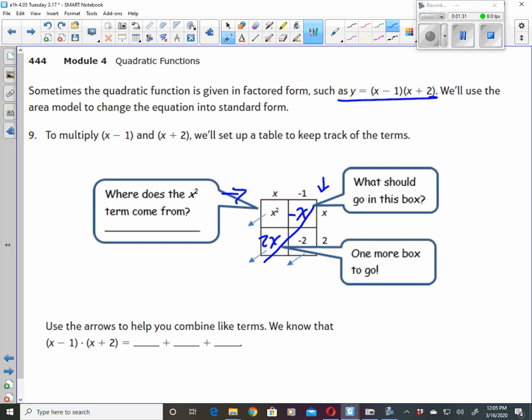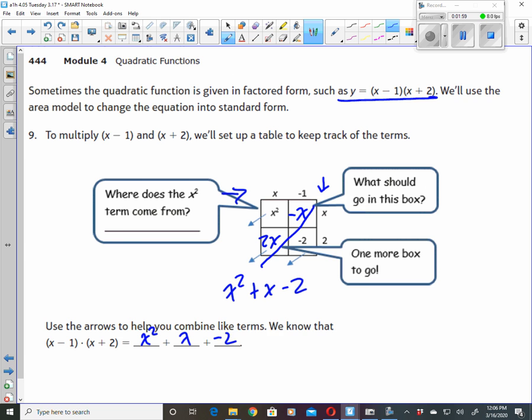These are going to be like terms here, so that when we put these together, we're going to have an x squared, a minus x plus 2x becomes plus x minus 2. Down here, you've got x squared plus x minus 2.